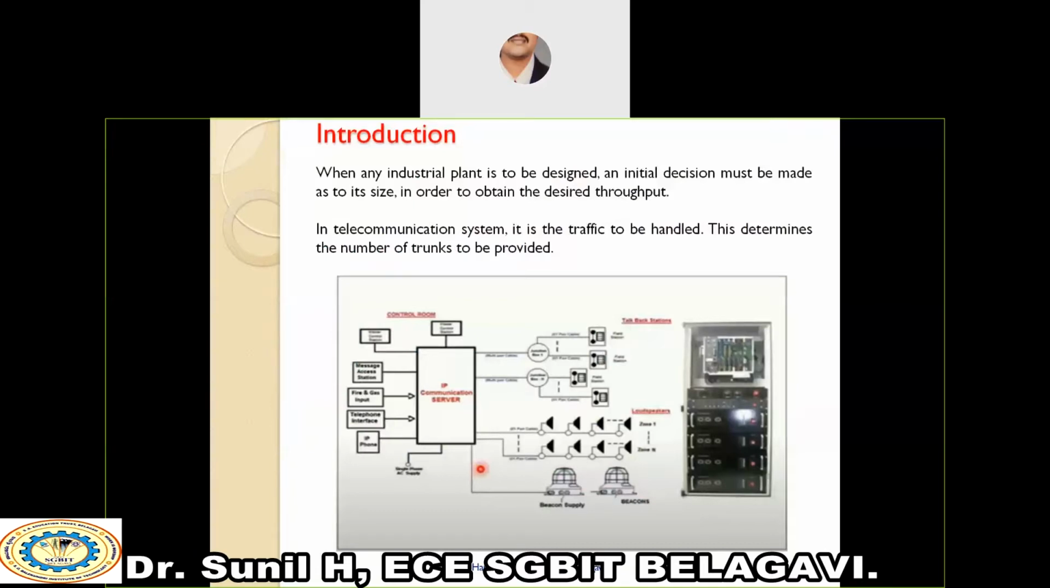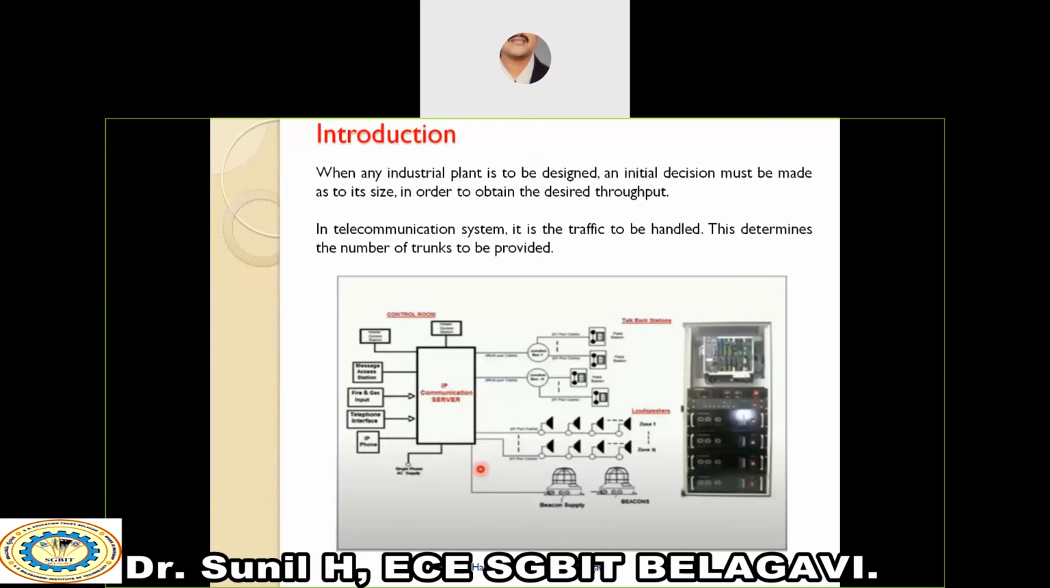Here in this figure, we have considered a simple telecommunication network where there are many substations as well as the server along with the control room. These are some components available in any industrial plant or any telecommunication system. Depending upon the size, how many subscribers, and how the traffic is going to be handled to provide the service to the system.